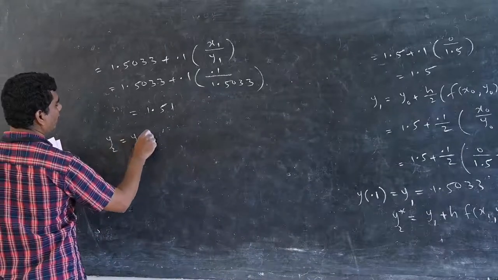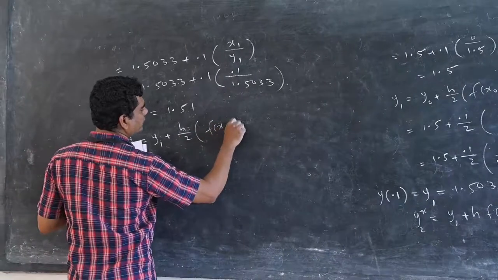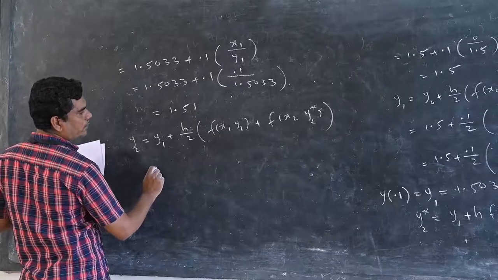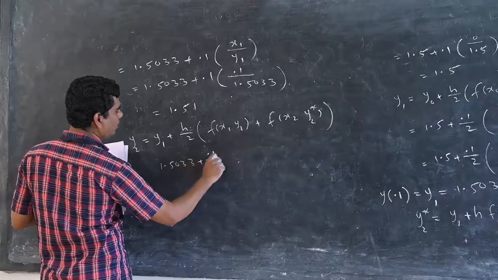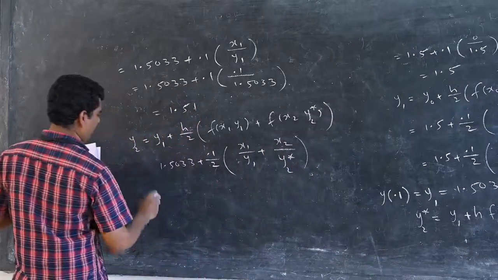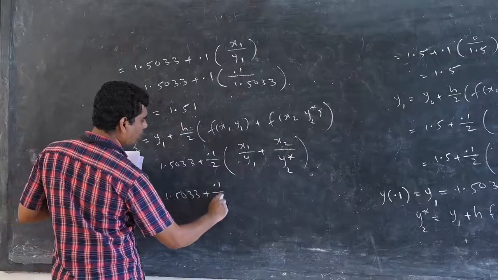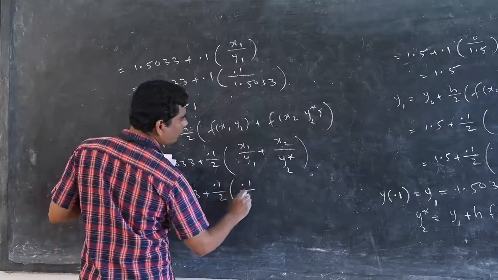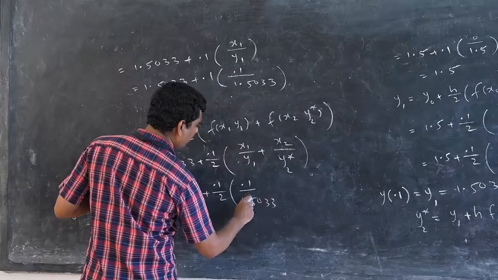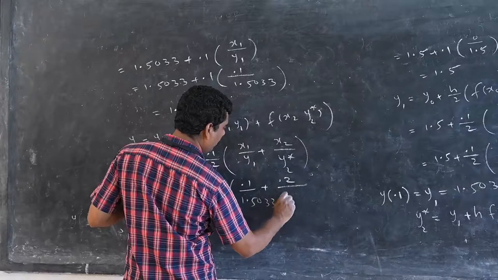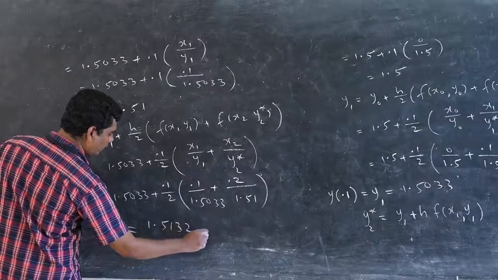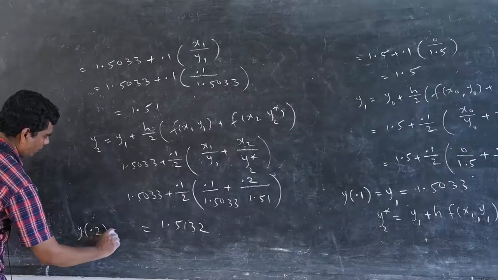y2 is equal to y1 plus h by 2 into f of x1, y1 plus f of x2, y2 star. So y1 is 1.5033 plus 0.1 by 2 into x1 divided by y1 plus x2 divided by y2 star. That is 1.5033 plus 0.1 by 2 into 0.1 divided by 1.5033 plus x2, 0.2, divided by 1.51. Find the value of this using a calculator. This is 1.5132. This is the value of the solution at 0.2, y2.